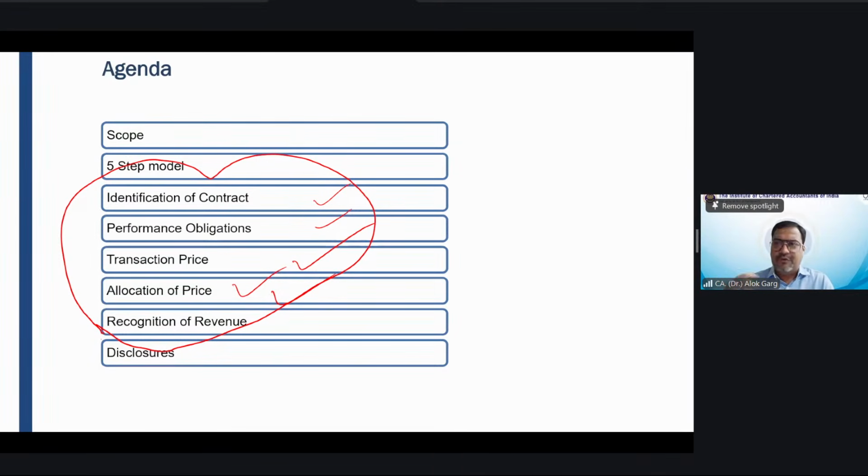Electricity, are you storing electricity? Or the moment the electricity is flowing, you are consuming the benefit arising out of the electricity.